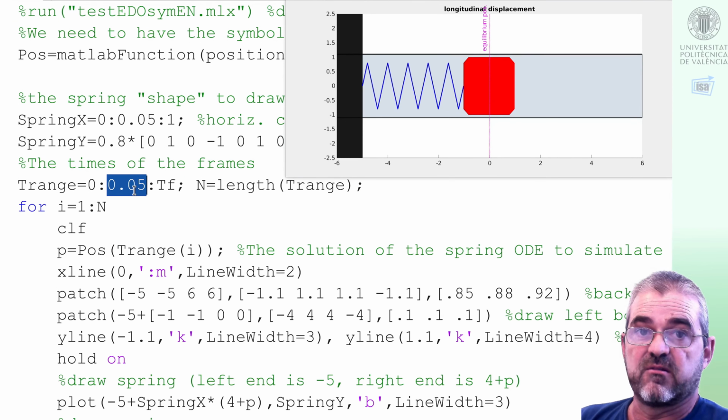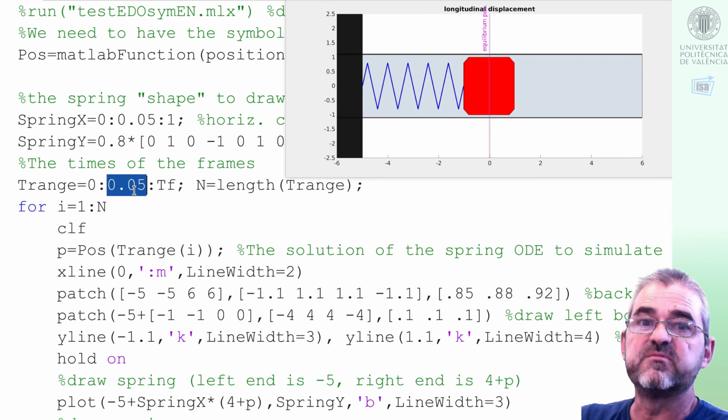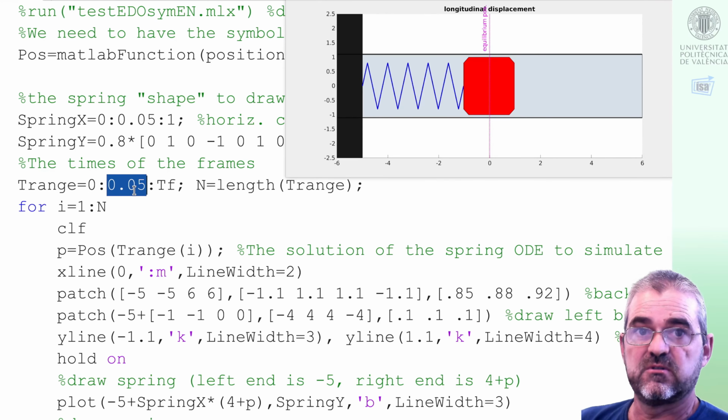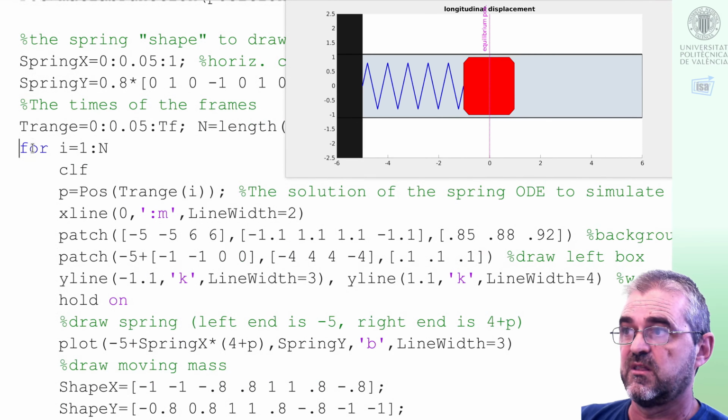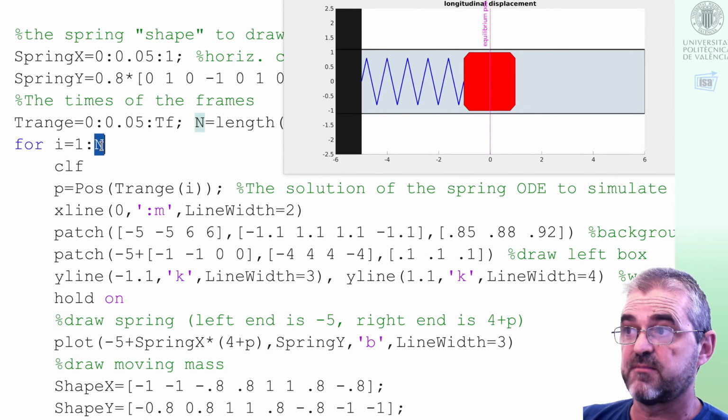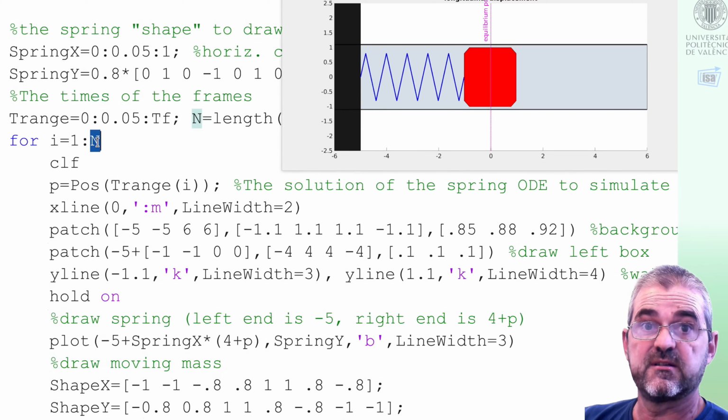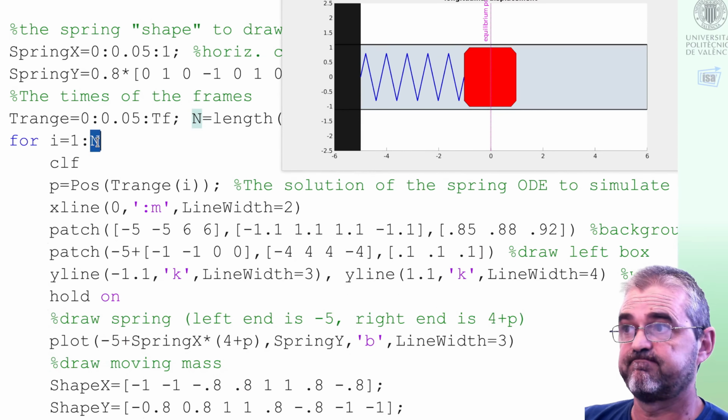Nevertheless, I don't really know if this is or not a real-time animation. That would be important in a video game. In here, I just want to draw a set of frames to illustrate the movement, and I do not want to ensure that they are drawn exactly at the rate of 20 per second. I don't mind. So, this for loop is the main frame drawing animation loop.